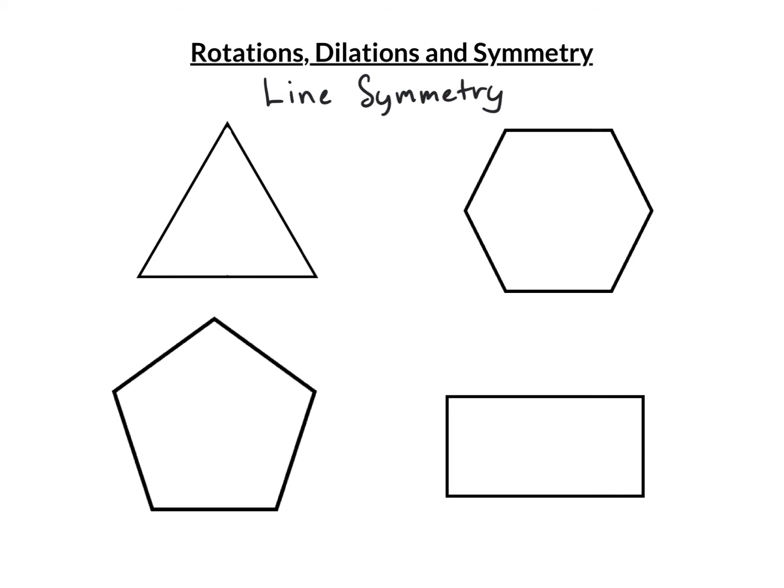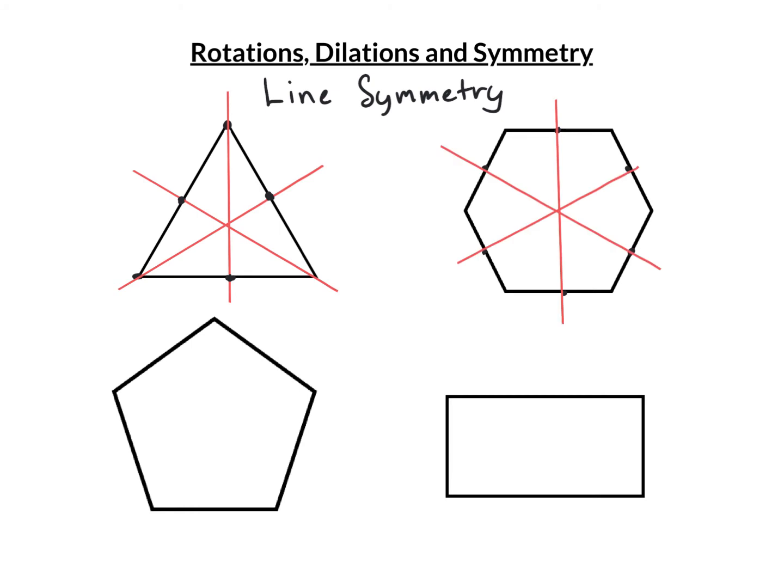For an equilateral triangle, what you need is the midpoints of each side. Then, from each vertex, draw a line through the opposite midpoint. Notice that an equilateral triangle has 3 lines of symmetry. For a hexagon, there are 6 lines of symmetry. I can draw lines through each of the opposite midpoints, and that will give me 3 lines. Then I can draw lines through each of the opposite vertices. There are the 6 lines of symmetry for the hexagon.